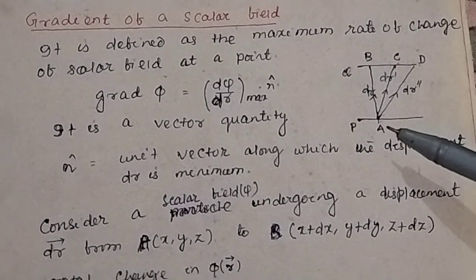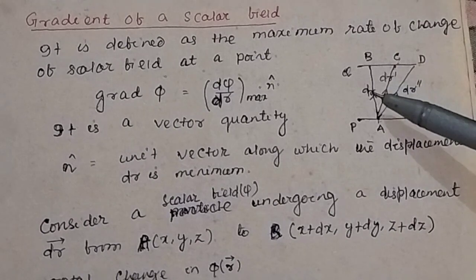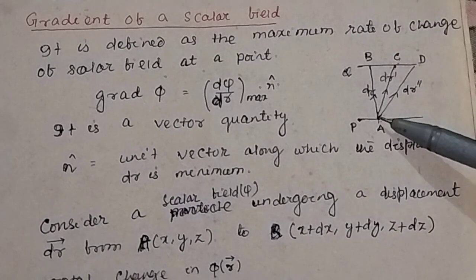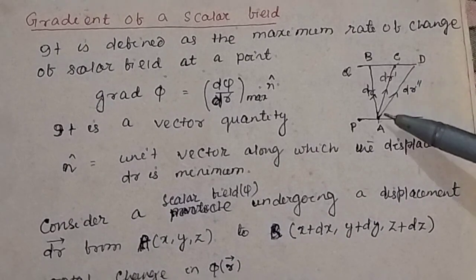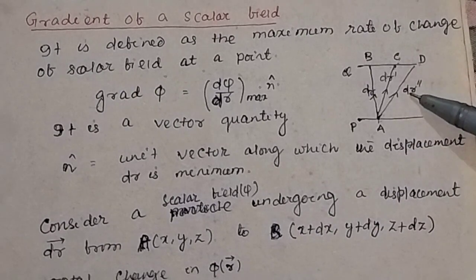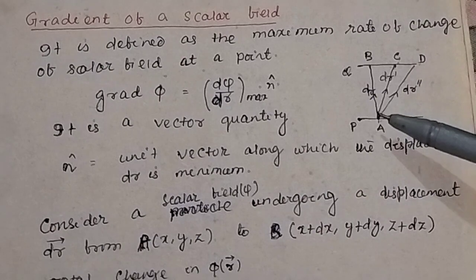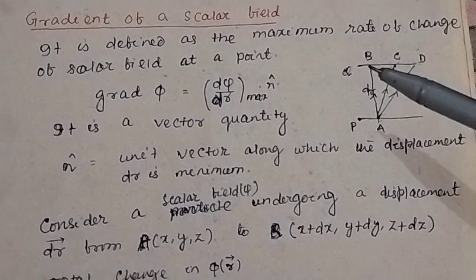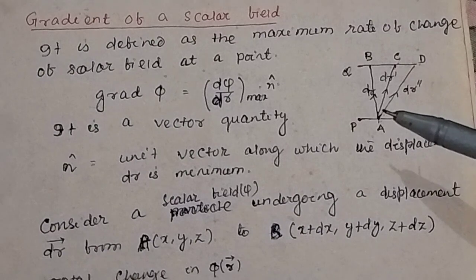Suppose a scalar field changes from A to B along the direction dr, from A to C along the direction dr prime, and from A to D along the direction dr double prime. So what will be the maximum rate of change of the scalar field? The maximum rate of change of the scalar field will be along this direction, that means the direction where the slope is maximum.